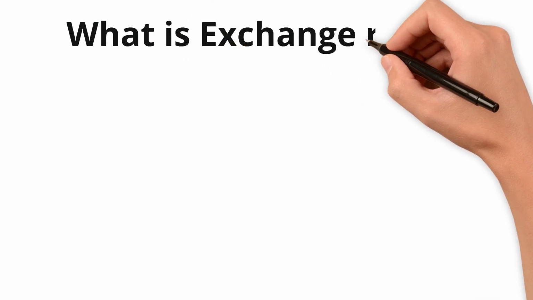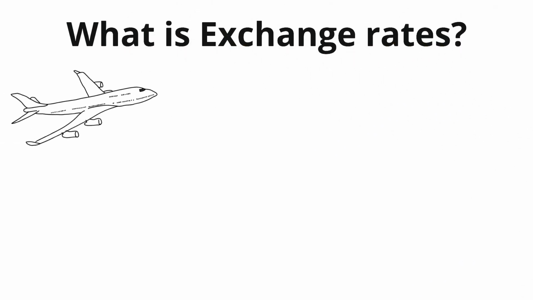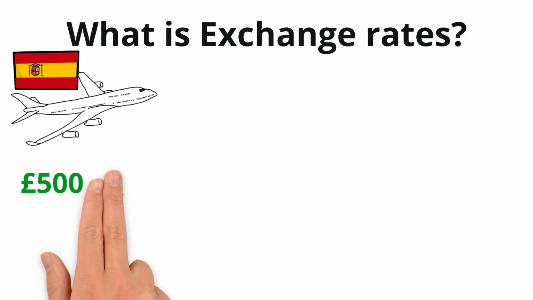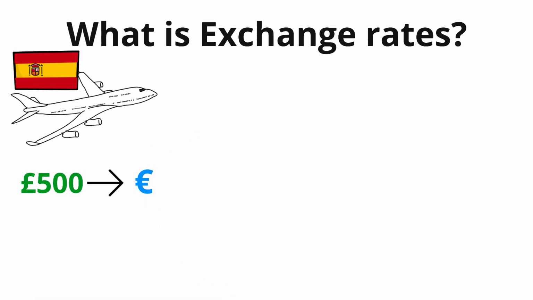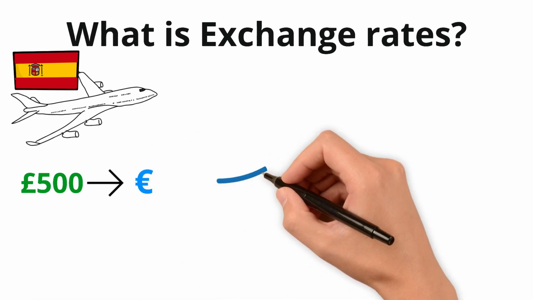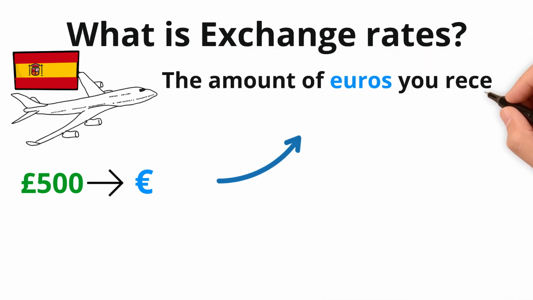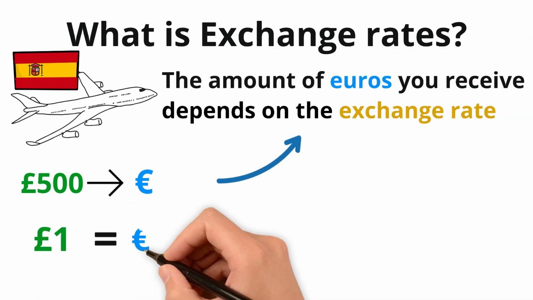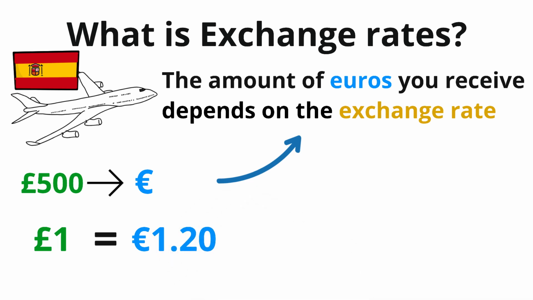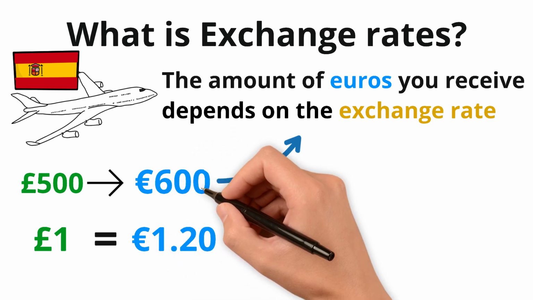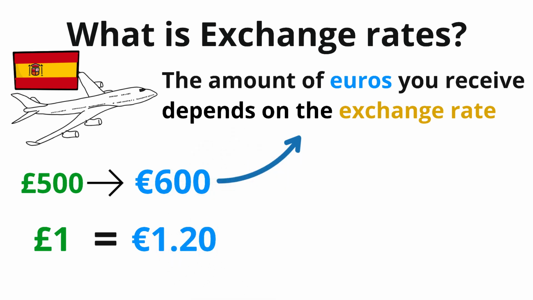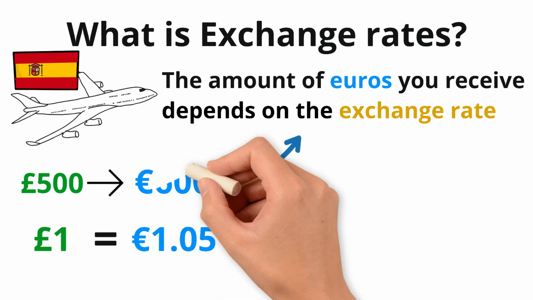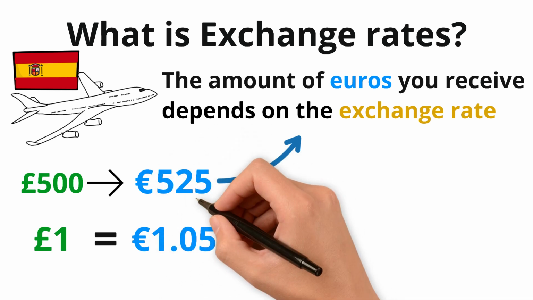What is exchange rate? Imagine you're going on holiday to Spain with £500. Before you leave, you exchange your pounds for euros. The amount of euro you receive depends on the exchange rate. For example, £1 might equal 1.20 euros one day and you get 600 euros, but only 1.05 another day and you get 525 euros.